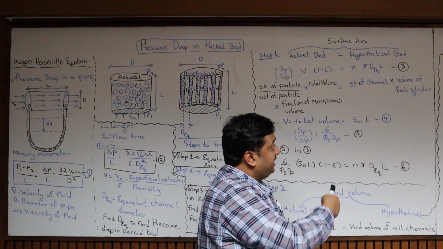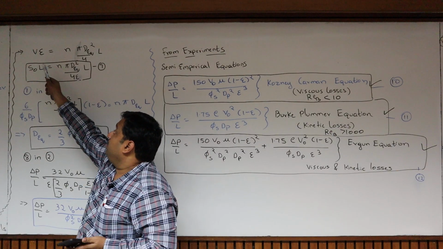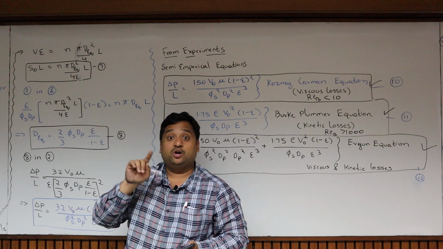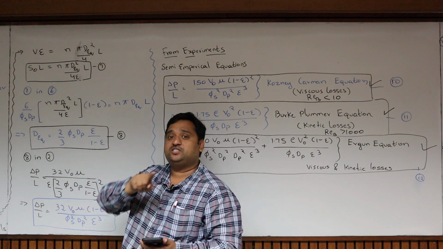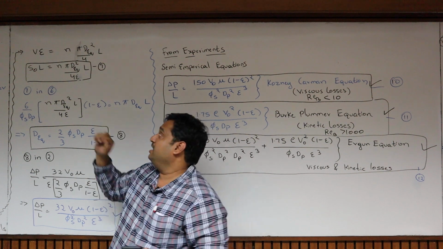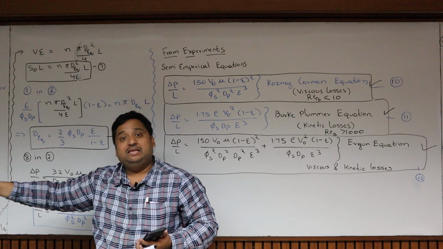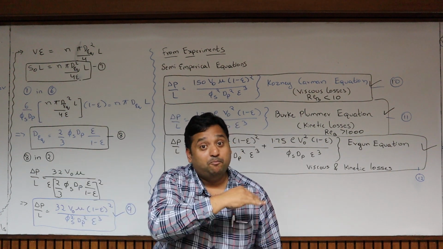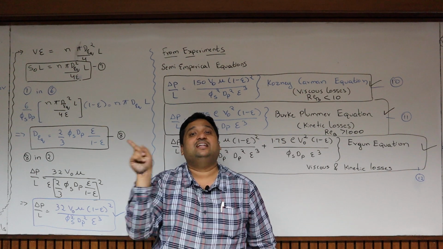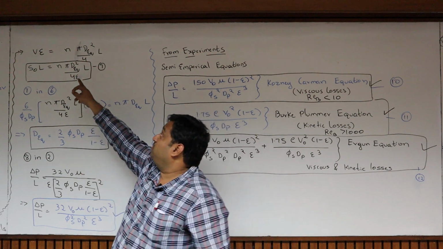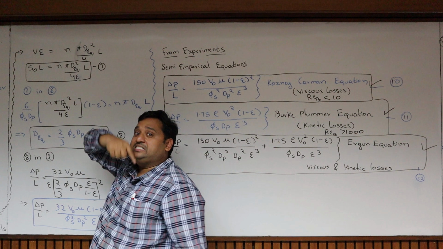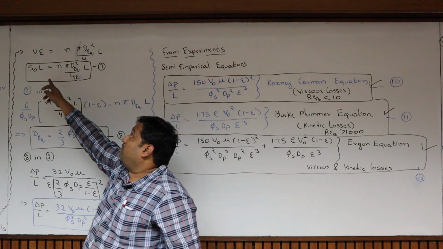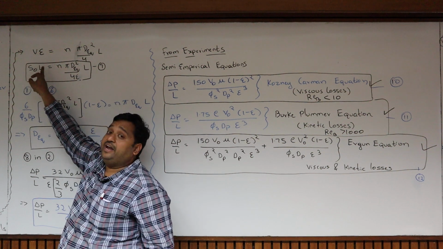And let us go to the other side of the board. In the second step, V, total volume into porosity. That means if I equate void volume in the actual bed, what happens? The total volume multiplied by porosity will give you void volume in the actual bed. Similarly, what is the void volume in the hypothetical bed? It is nothing but channel volume, N into the volume of one channel, pi d equivalent square by 4. What is the volume? It is surface area into length.